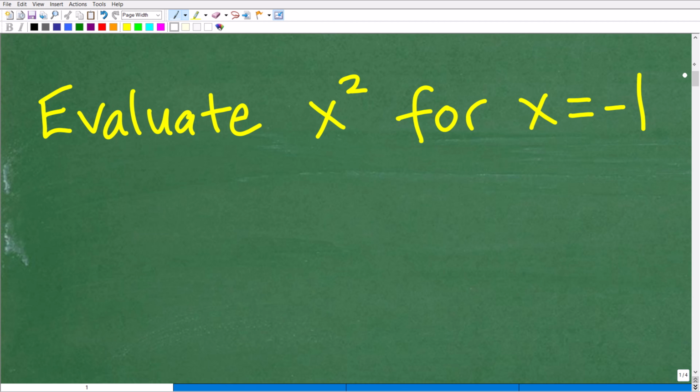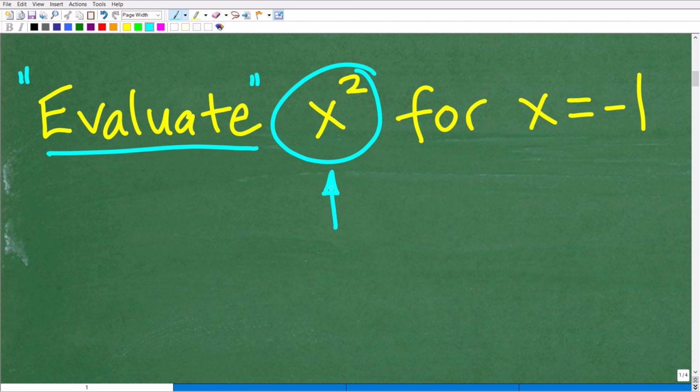So let's go ahead and get into the problem. So the first thing we want to understand is, what does this word mean in algebra? Evaluate, okay? Well, evaluate means when we are given some sort of variable expression.